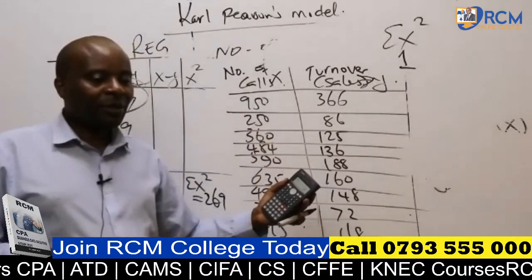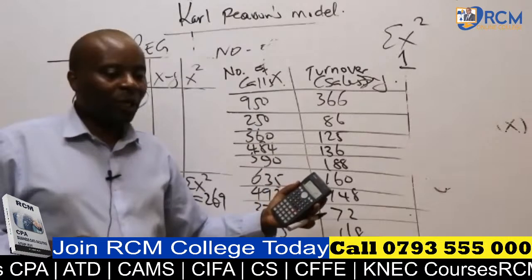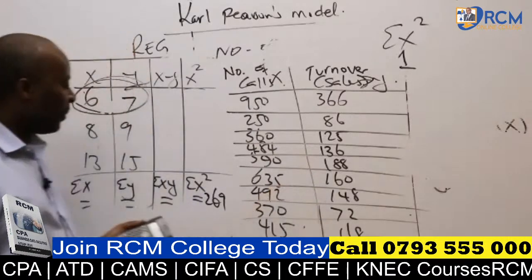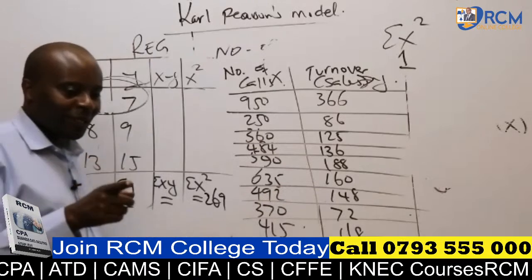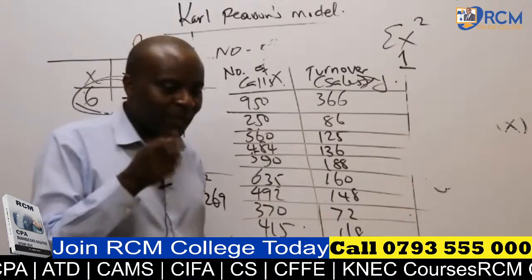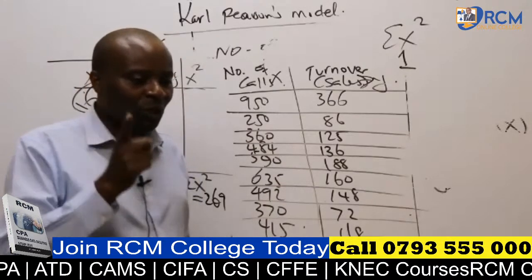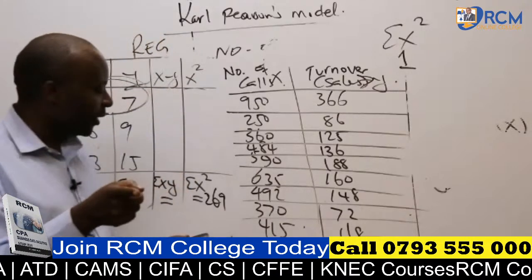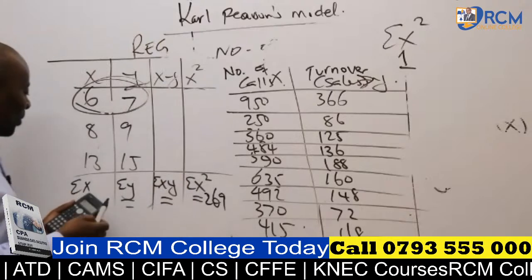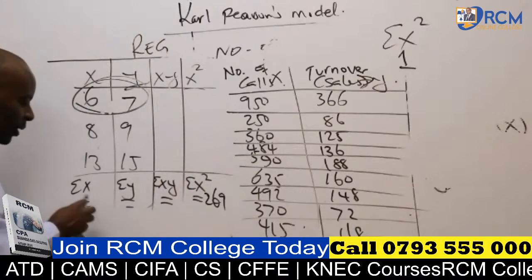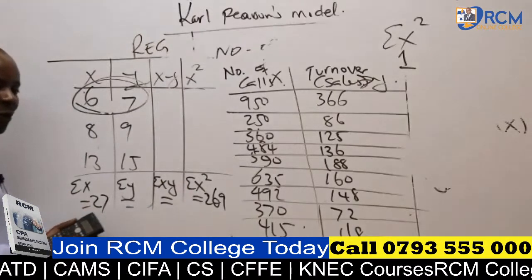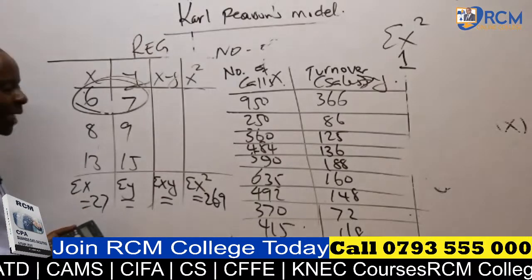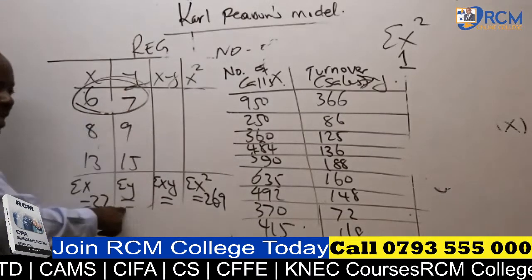James Areba tells me 27. Lillian tells me 27. 27, John Kamau. I don't know whether this student called John Kamau is a friend of mine that I also taught very many years ago, or whether it's a new student. So summation of x, they say 27. Now, using that concept, could you kindly try evaluating summation of y for me?